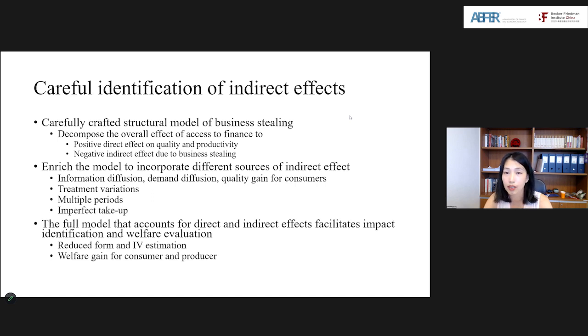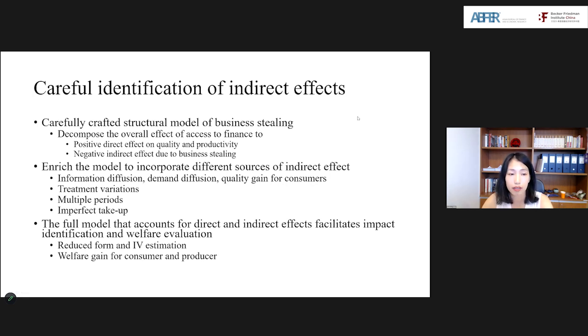And for the identification of indirect effects, they have derived the identification based on a structural model of business dealing. So basically, they are able to decompose the effects of access to finance into a positive direct effect on quality and productivity, and a negative indirect effect mostly due to business dealing. So again, the identification based on the structural model has facilitated the identification of various indirect effects.